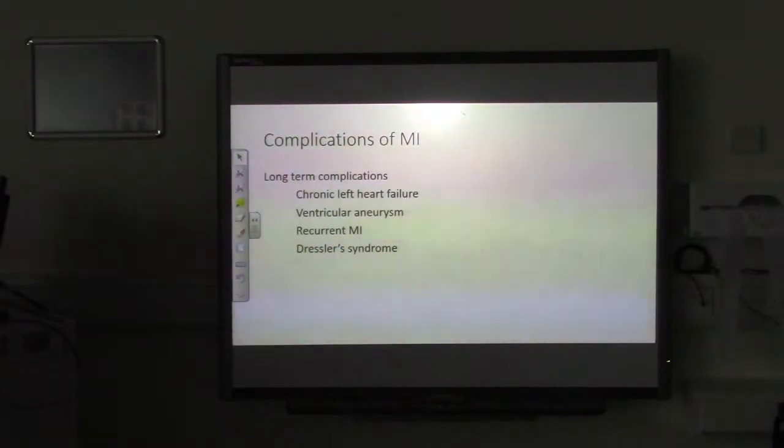Long-term complications: chronic left heart failure. Again, this will be determined by how quickly we reperfuse the patient, and which artery has been affected will very much determine whether the patient develops left heart failure. Ventricular aneurysms are also a possible long-term complication, as is a recurrent myocardial infarction. There's also a chance of Dressler's syndrome occurring, which is a type of pericarditis. This is thought to be an immune system response after damage to the myocardium, and symptoms consist of fever, pericardial effusions, and pleuritic pain.